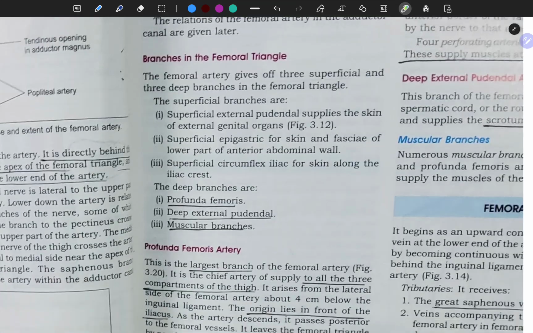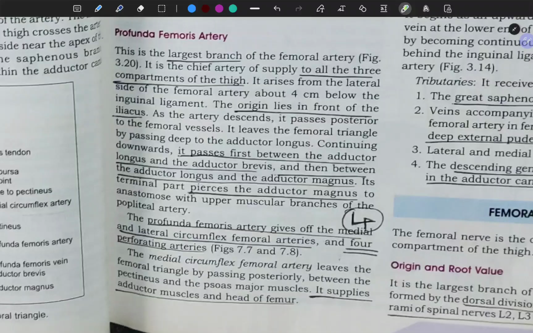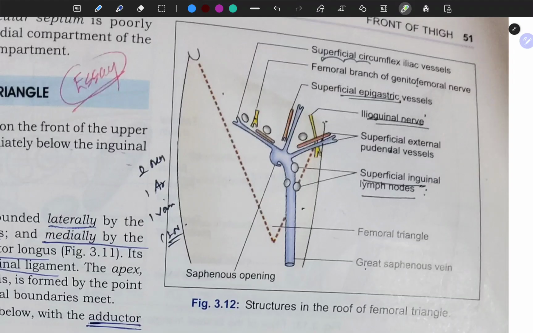Profunda femoris is a very important, the largest branch of the femoral artery, and it supplies all three compartments of the thigh. The origin lies in front of the iliacus muscle, arising from the lateral side of the femoral artery, 4 cm below the inguinal ligament. The profunda femoris gives off the medial and lateral circumflex femoral arteries and 4 perforating arteries. It supplies the adductor muscles and the head of the femur.